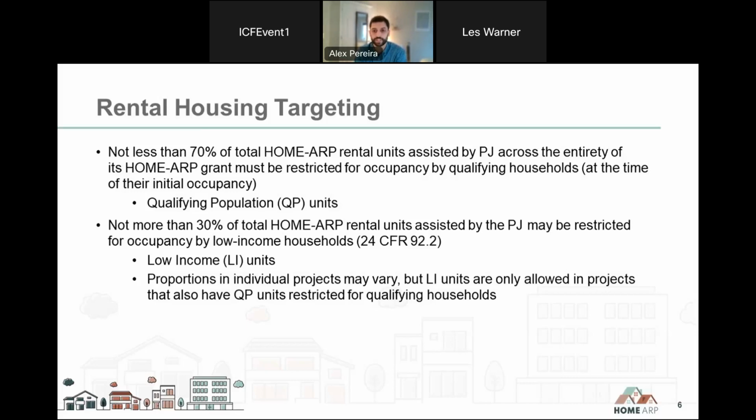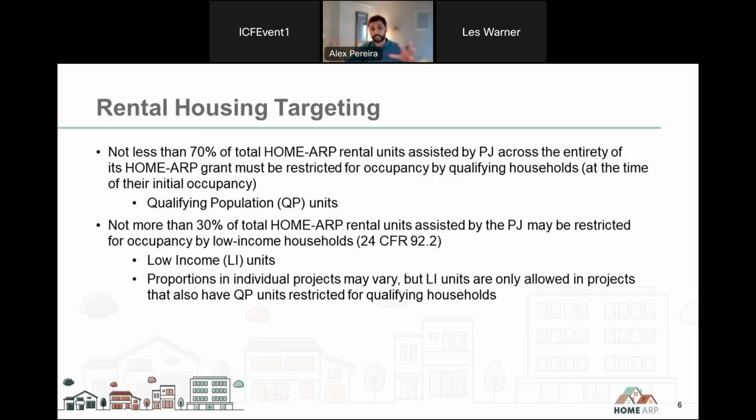And now you've heard me say, units across a PJ's portfolio a couple of times. The reason I say that is because there is flexibility, from project to project, that the 70% and the 30% thresholds may vary. So you can have one project of HOME-ARP rental housing that has less than 70% of its HOME-ARP rental units restricted for QP households.